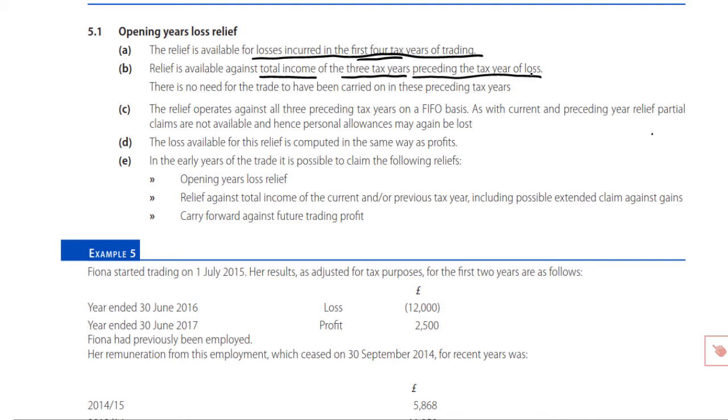Now what that means is that if, for example, you were to make a loss in your very first tax year, such as what happened in example 4, with this specialist loss relief, you can go back against the total income of the 3 tax years preceding that tax year. So that would take you back to a time when you weren't even trading. So there is no need, therefore, for the trade to have been carried on in those preceding tax years.